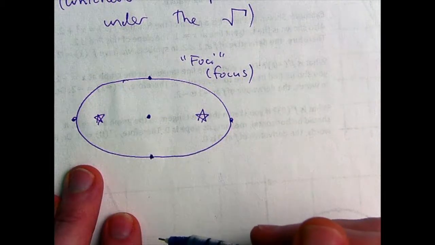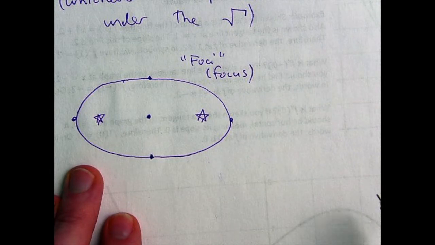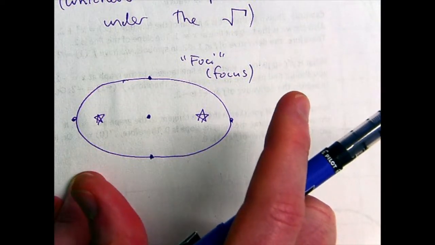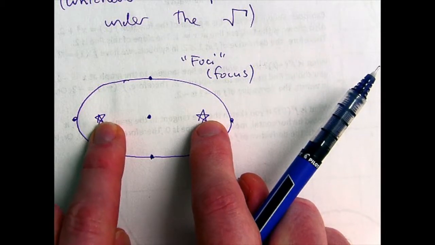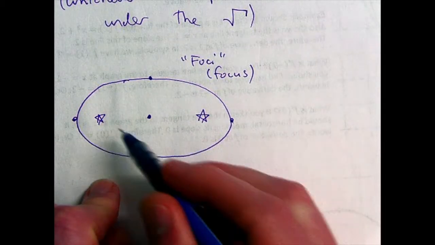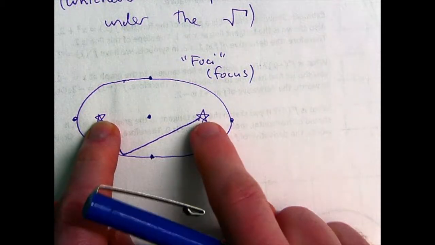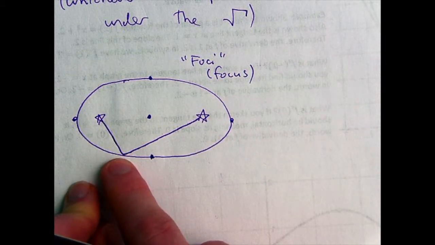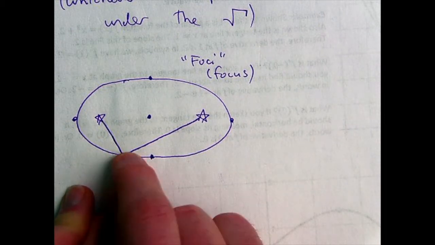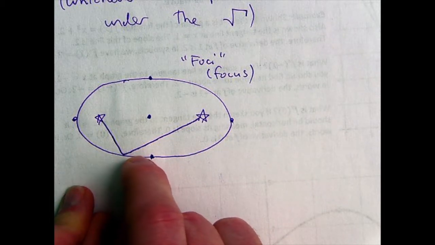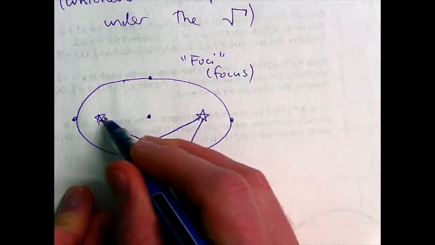So here's the meaning of the foci. It's a bit strange, but bear with me. Suppose you have a piece of string. You nail each end of the string here and here at the location of the foci, and then you pull the string taut. Now, if I keep the string taut, I'm still pulling it tightly, but then I move the string. The idea is the string will trace out the ellipse.